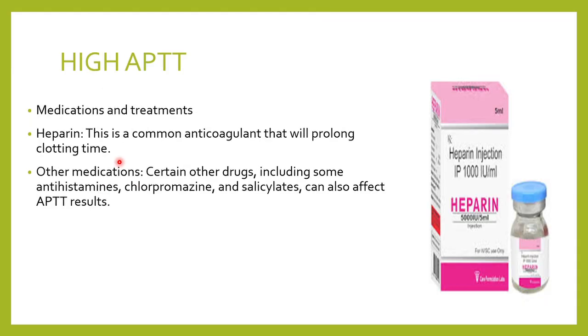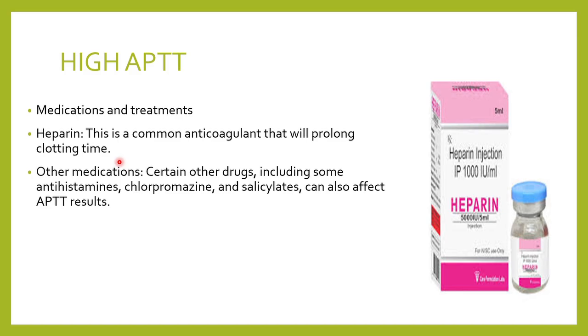And certain medications which we have spoken about, heparin. So the most common anticoagulant which we use to prevent these blood clots is going to prolong your clotting time. Okay, certain other medications also, like your antihistaminics, your salicylates, chlorpromazine, etc., can also affect your APTT results, but heparin is the most commonly used anticoagulant which can prolong your APTT.